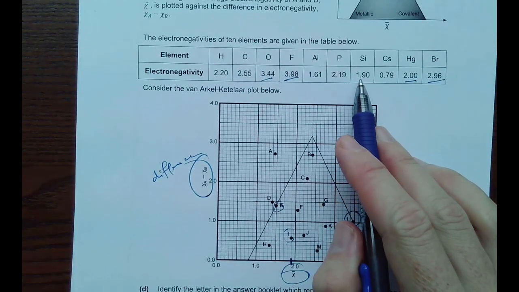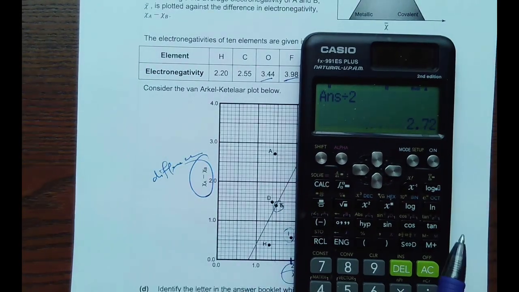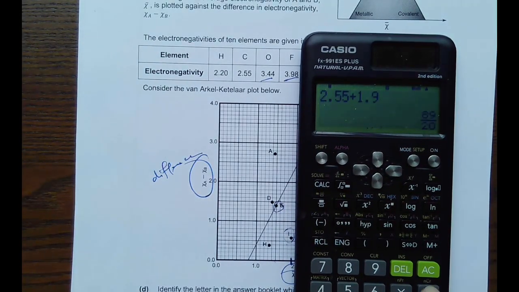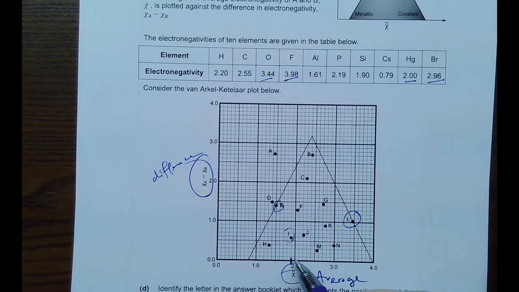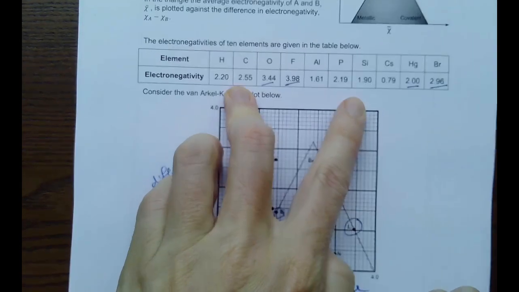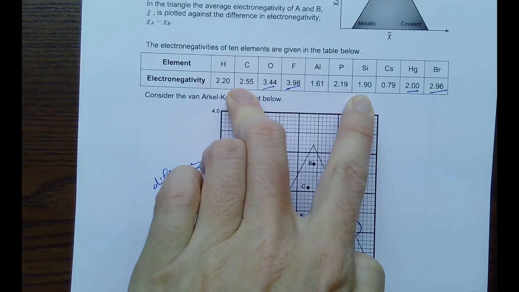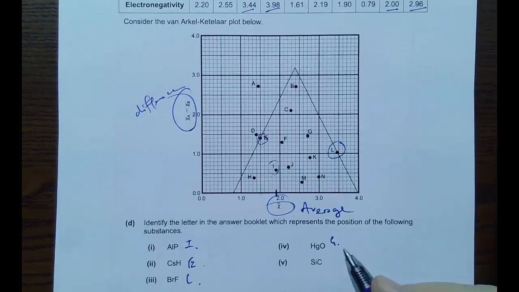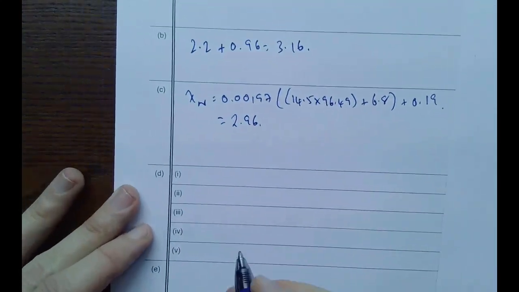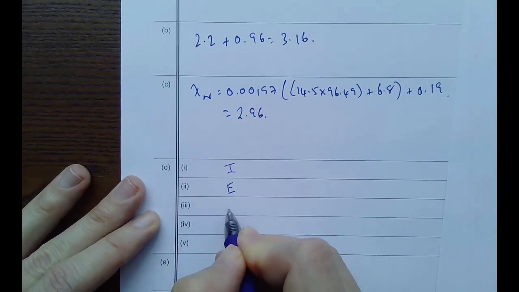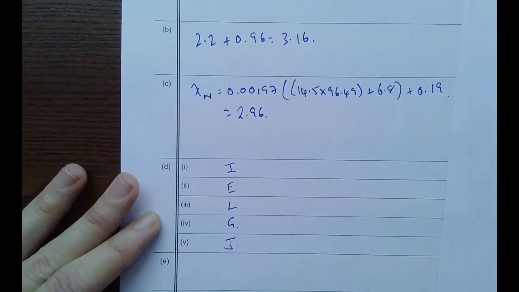And then SiC. So Si 1.9, carbon 2.55. 2.55 plus 1.9 divided by 2 gives me 2.225. So it's going to be along here. It's probably going to be J. Double check with the difference. The difference is going to be about 0.65. So yeah, that gives me J. Okay, so nice and straightforward. Just put those all in. Just going to be I, E, L, G, J.